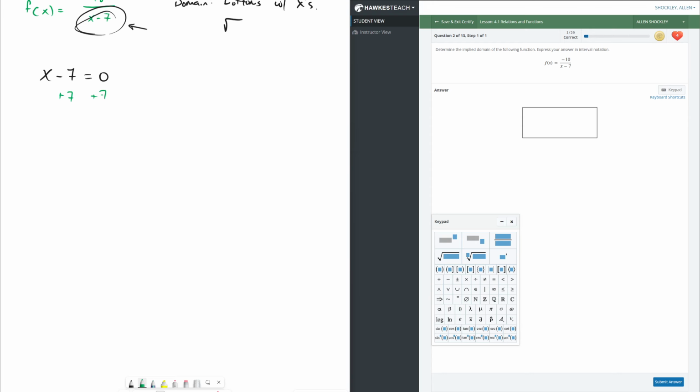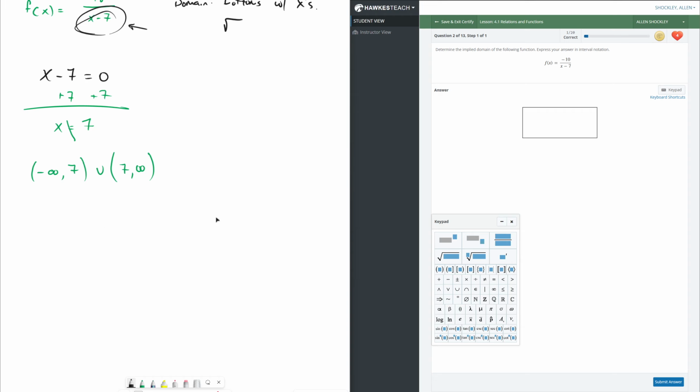So plus 7, x equals 7. And really what we're saying is that x can't equal 7. So we can use any number but 7. With this software, unfortunately, we have to go the long way by saying that. And so we'll say parentheses, negative infinity to 7. And then from 7 to infinity. These parentheses, as a reminder, just help with saying that I can get to 7, I just can't touch 7.